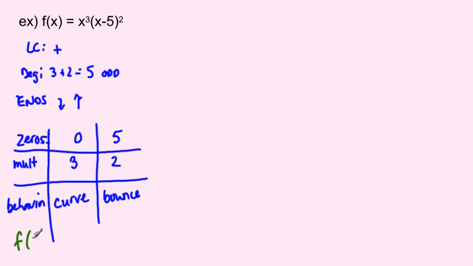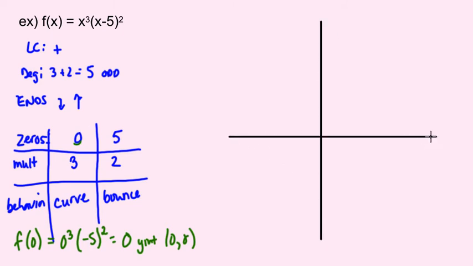So let's see, f of 0 is 0 cubed times -5 squared. That's 0, and 0 times anything is 0. So my y-intercept is 0, 0. That's convenient. That makes sense because I have a 0 at 0. All right, sketch. Ends, down, up. Zeros, 0, 5. Okay, I'm ready to graph.